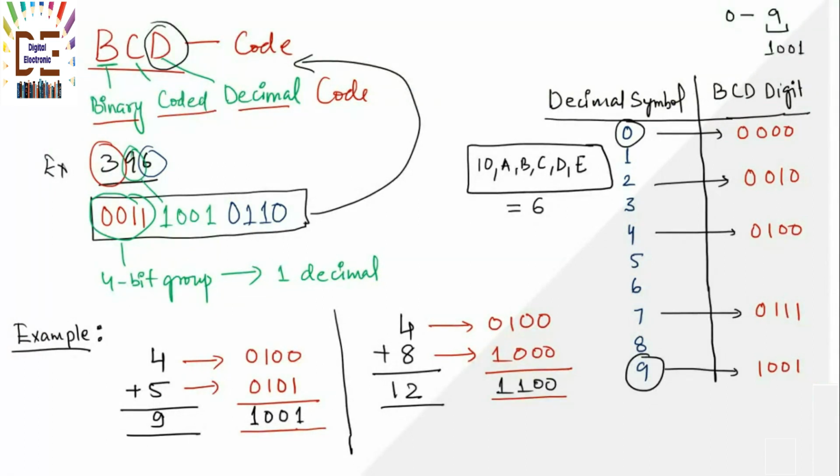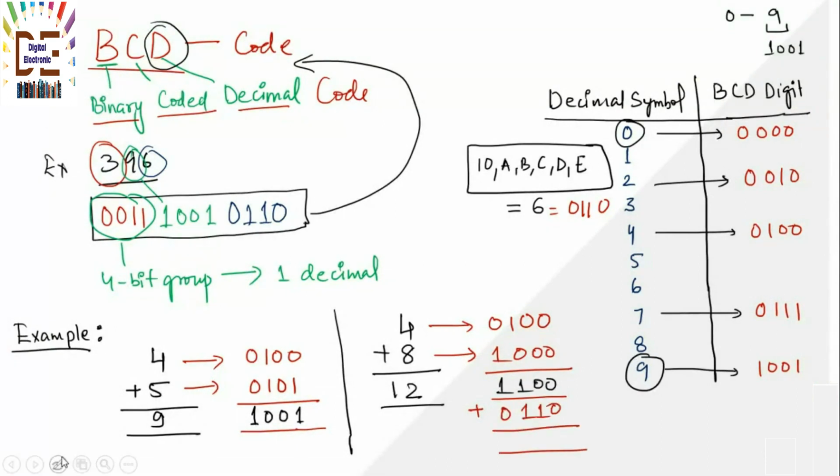So whatever answer we are getting, if we want to make it a BCD equivalent, what will we do? We are going to add the equivalent of 6 to it. So what will be the 6? The equivalent of 6 will be 0, 1, 1, 0. So I am going to add 6 here to get my correct digit. So 0, 1, 1, 0.